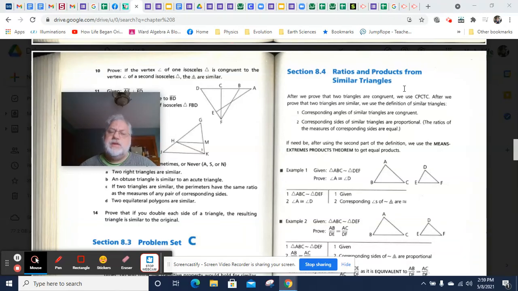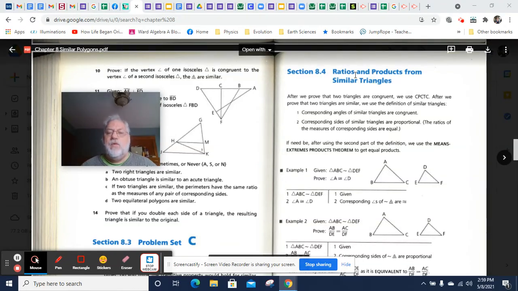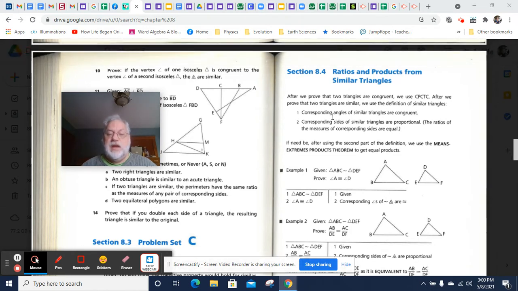Hi, this is Mr. Ward, and this is an 8.4 walkthrough of the sample problems at the beginning of it, and then I'll do one about some of the problems. For this one, we're going to be taking some of the principles from 8.3 and just working them in reverse. There's no new theorems introduced here. It's just turn the theorems around and you can get some information about angles and something about proportionality of sides.